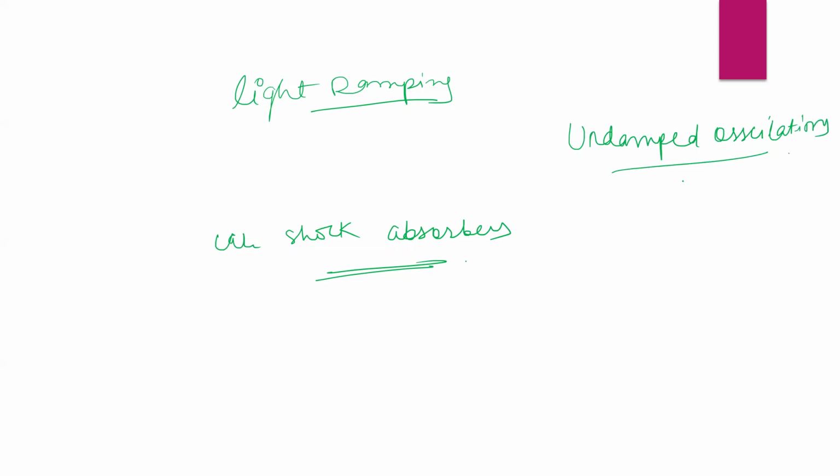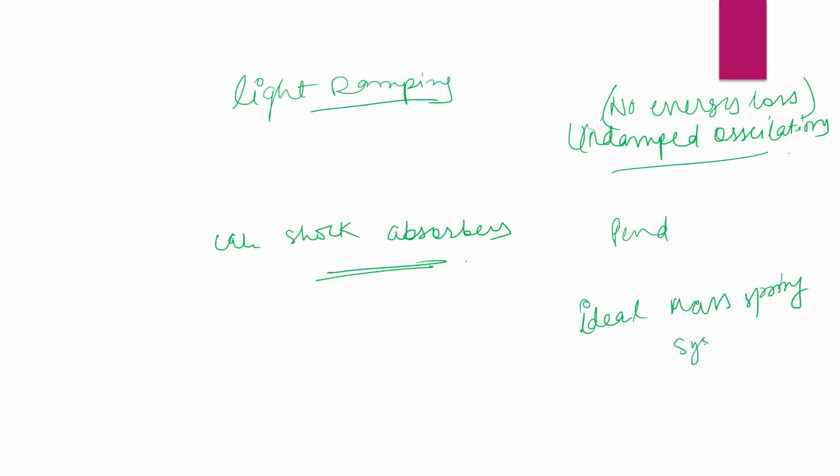Now we have undamped oscillations. What are undamped oscillations? There is no energy loss. Imagine a pendulum in a vacuum. It will not face any air resistance or friction, so it will keep vibrating without stopping. That is an example of undamped oscillations. Or we can take the example of an ideal mass-spring system that we studied in physics. It keeps moving without friction.